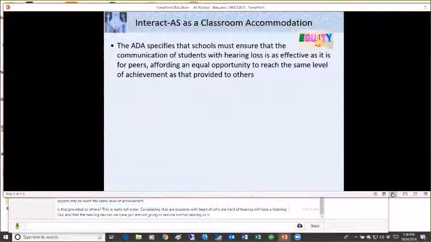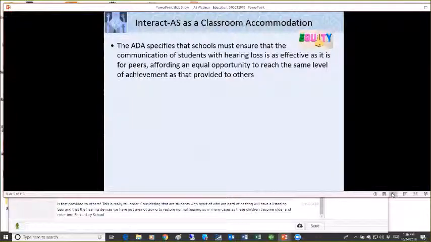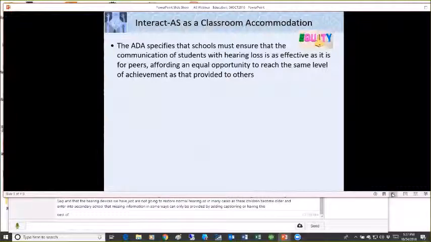So in many cases, as these children become older and enter into secondary school, that missing information in some ways can only be provided by adding captioning or having this text available to them of what has been said in that classroom by the teacher or by the class peers.